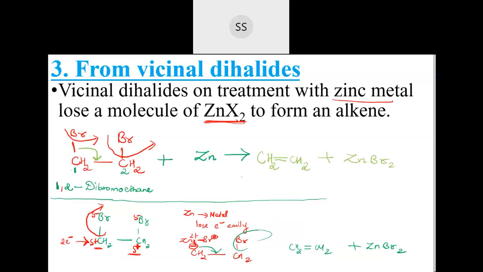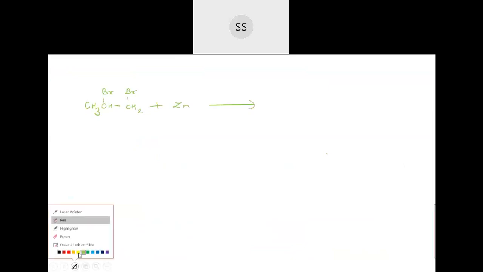Another example I'm taking: CH3CH, one Br on this side, and then single bond CH2 and then Br. Make it react with zinc. Then they will ask you what will be the product formed. In this case, you will remove one bromine atom from this side and one bromine ion from the other side. This will go as Br, you remove this as just Br, and this you will remove as Br minus. They will combine together. So this bond you shift here.